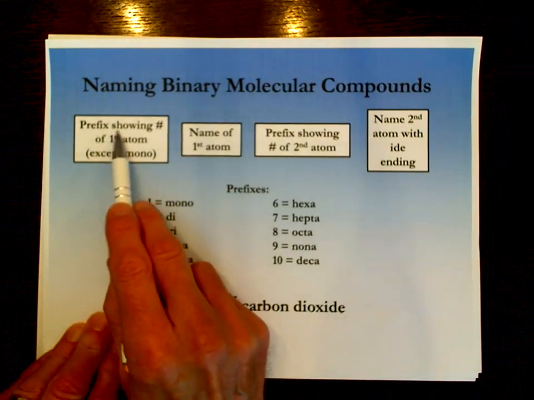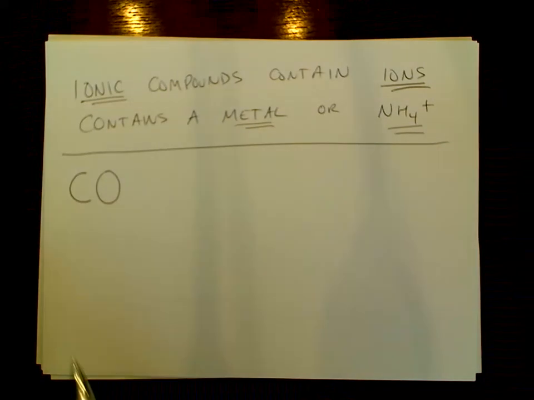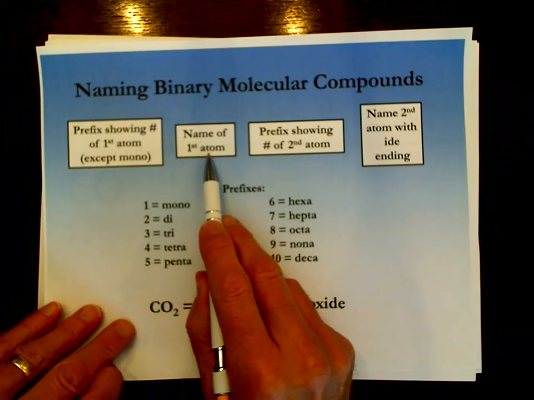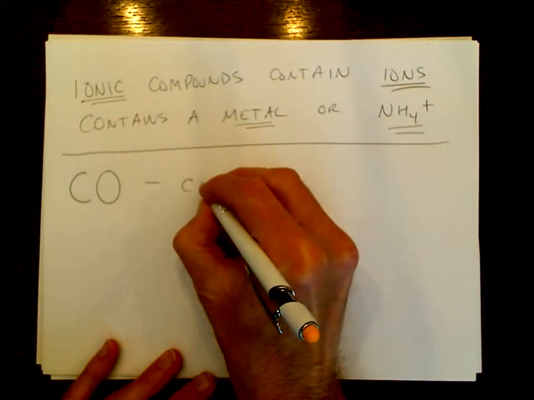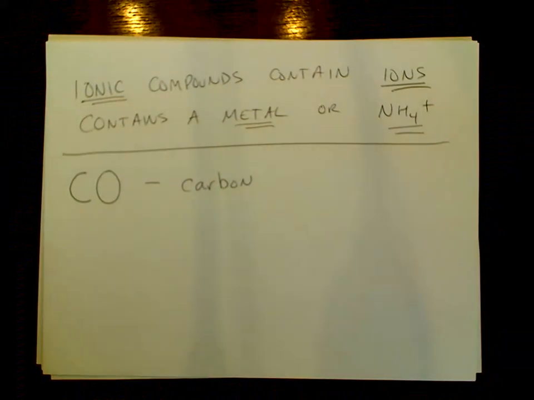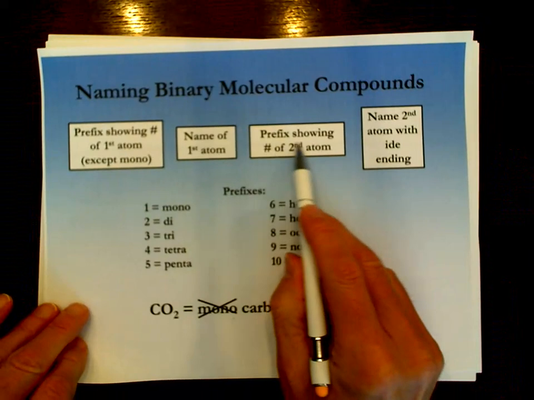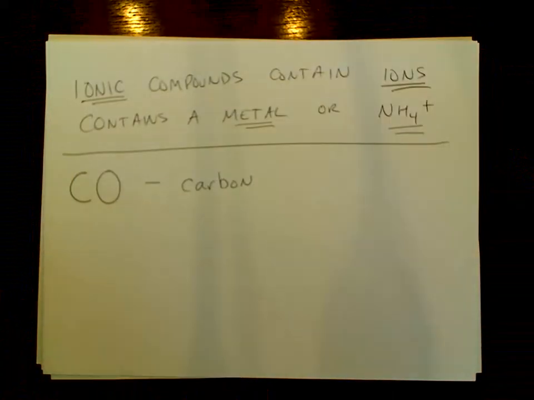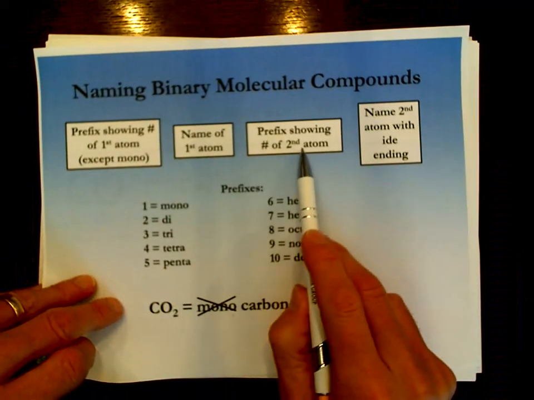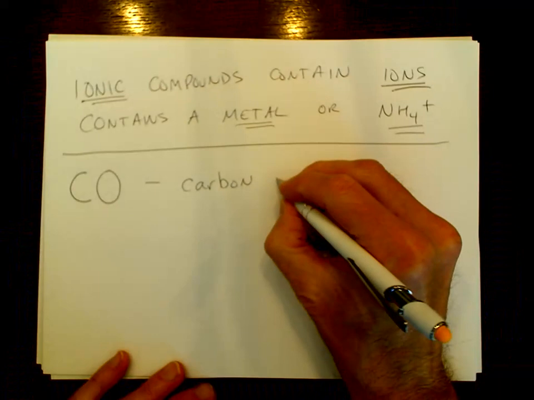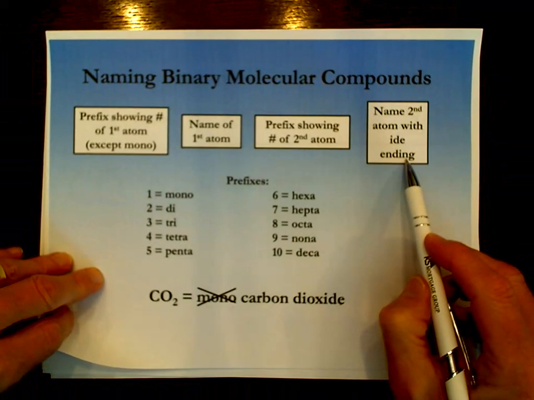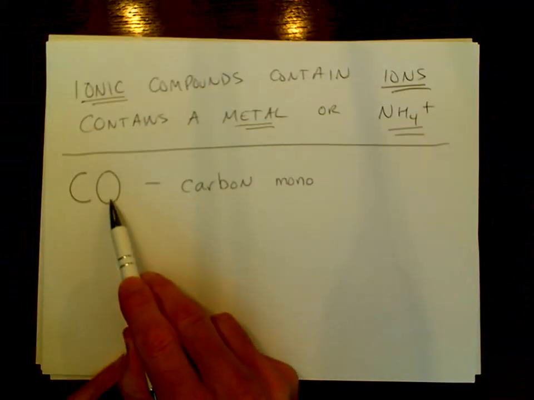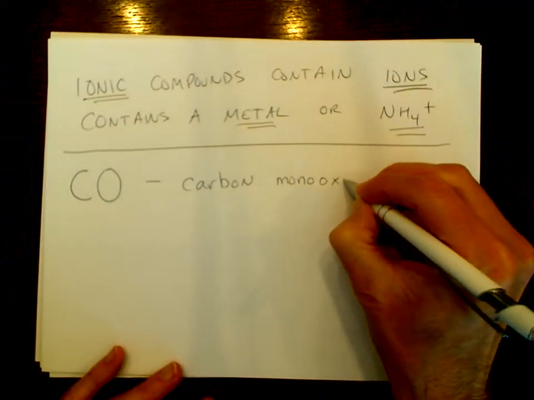So I use my prefix showing the number of the first atom, which is mono, but we don't write mono for the first atom. Then I write the name of the first atom, which is going to be carbon. Then I use the prefix showing the number of the second atom, which is mono in this case. And we do write mono if it's the second atom. So I'm going to write mono. And then I write the name of the second atom with an ide ending. The second atom is oxygen, so we're going to instead call it oxide.